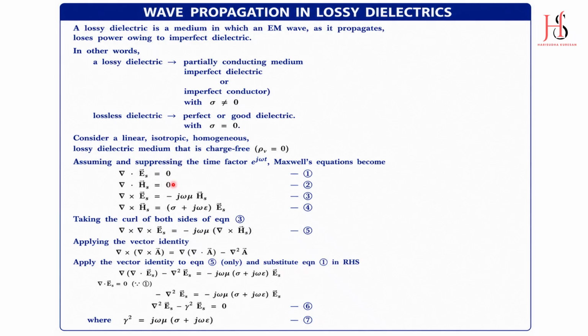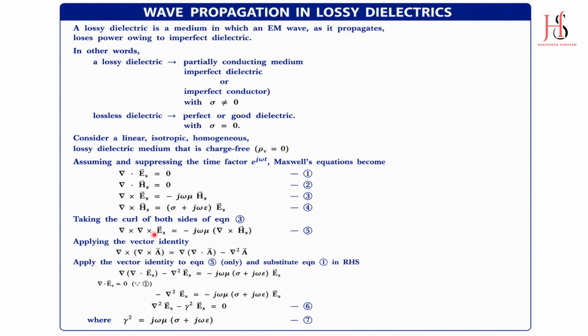Del dot E is equal to 0, which is Maxwell's first equation. Del dot H is equal to 0, Maxwell's second equation. Del cross E is equal to minus j omega mu H, and del cross H is equal to sigma plus j omega epsilon into E. Out of all these four Maxwell's equations, we will take the Maxwell's third equation as reference and take the curl on both sides of equation 3. So when you take the curl on both sides, we get del cross del cross E is equal to minus j omega mu del cross H, right?